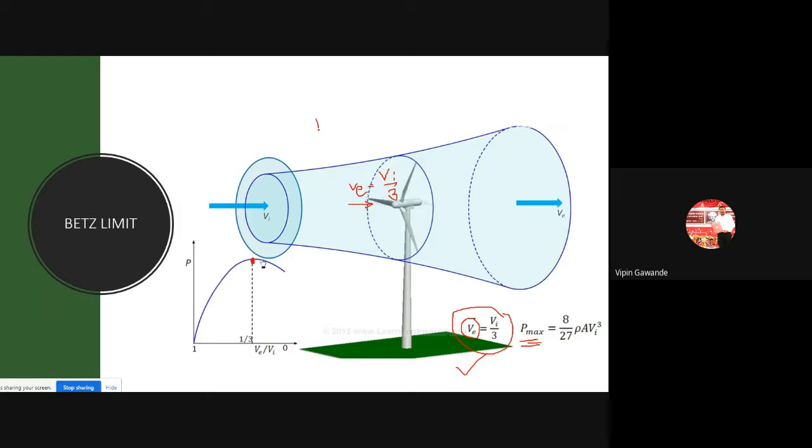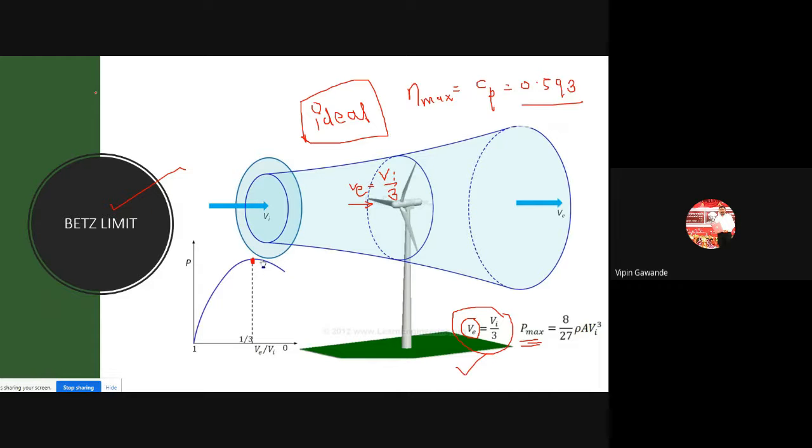But this is only for the ideal conditions. This velocity calculated at the ideal condition, this maximum efficiency, is also called the power coefficient, or the Betz limit. So the Betz limit is 0.593, or 59.3%.